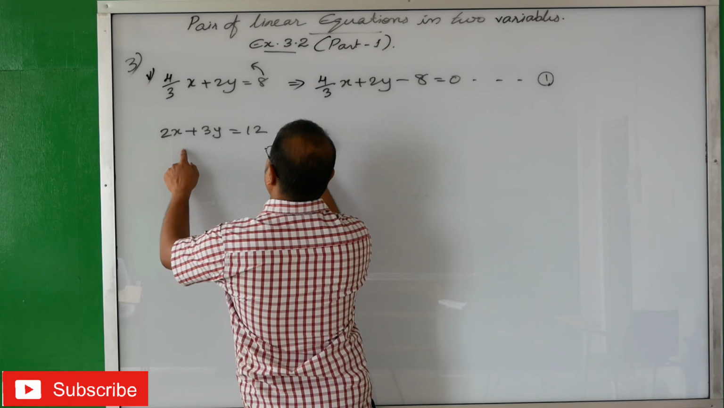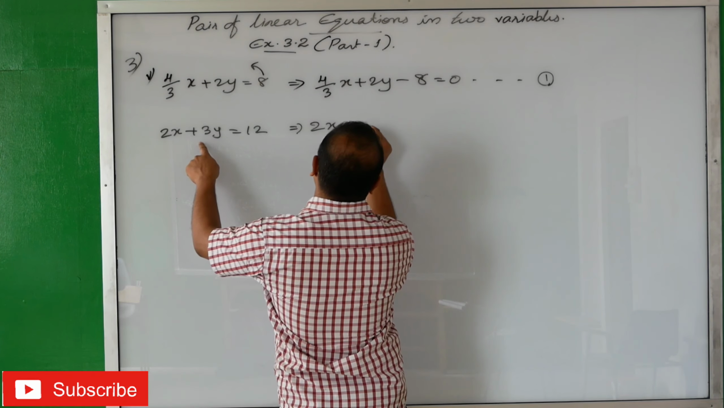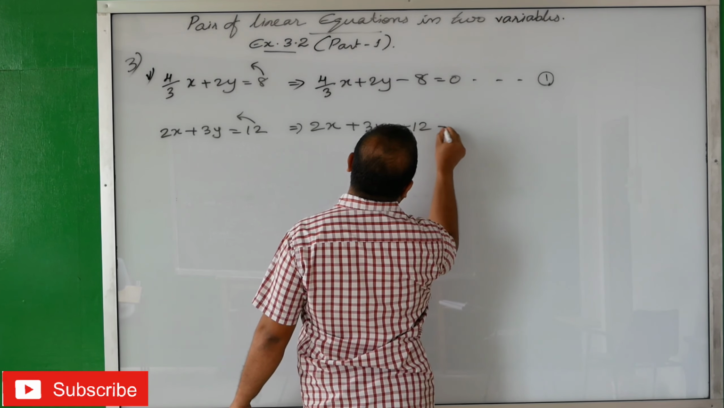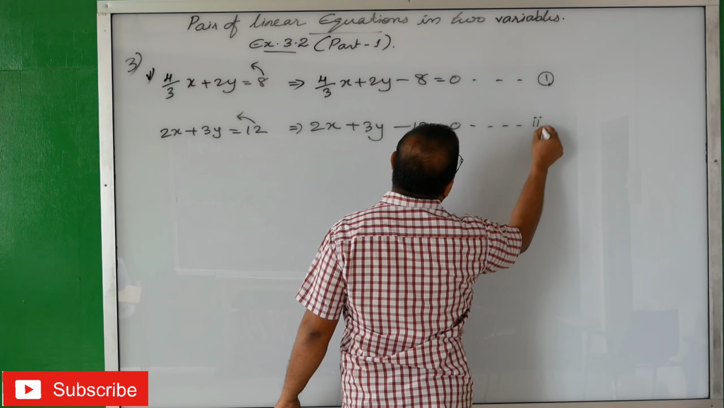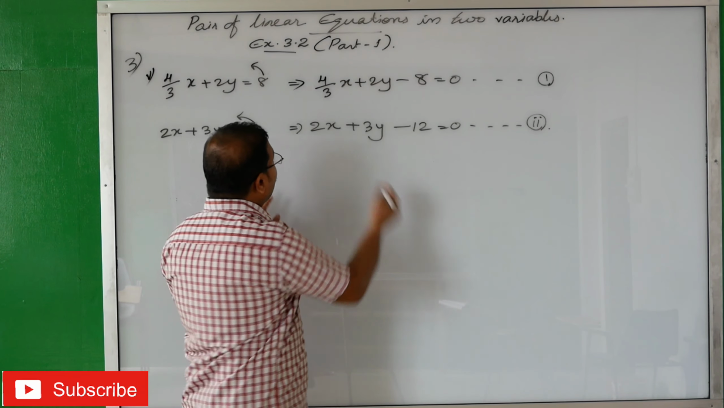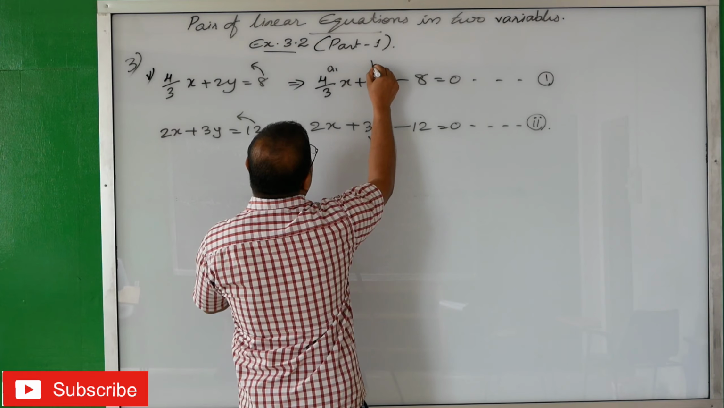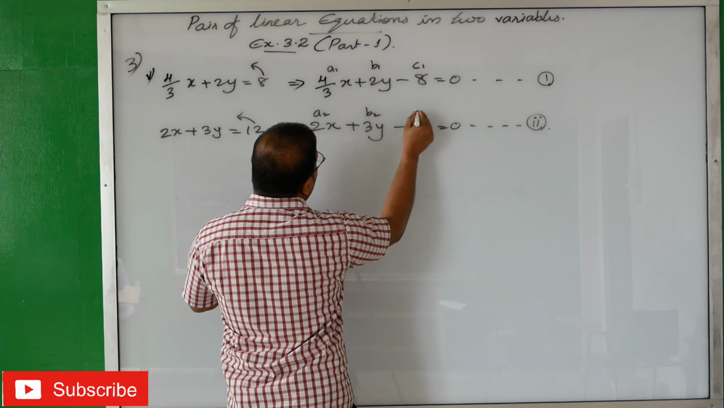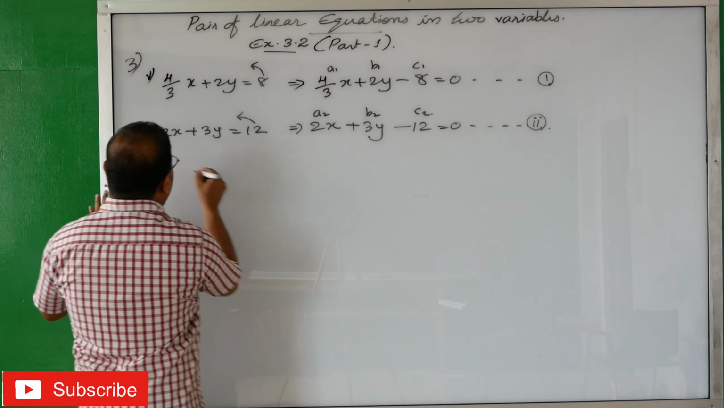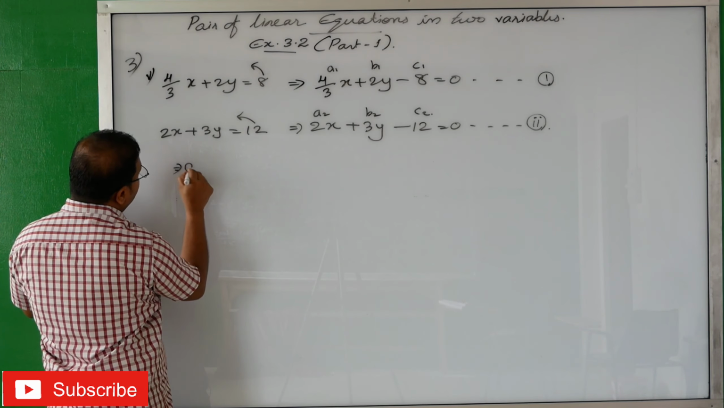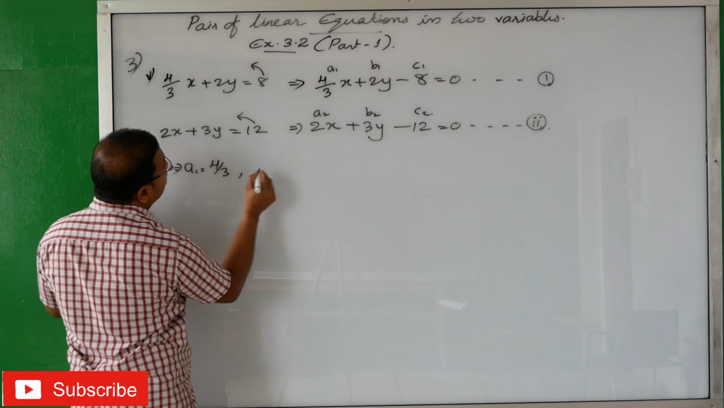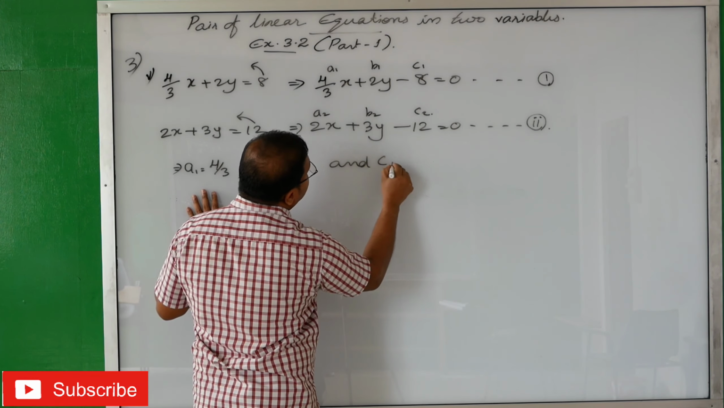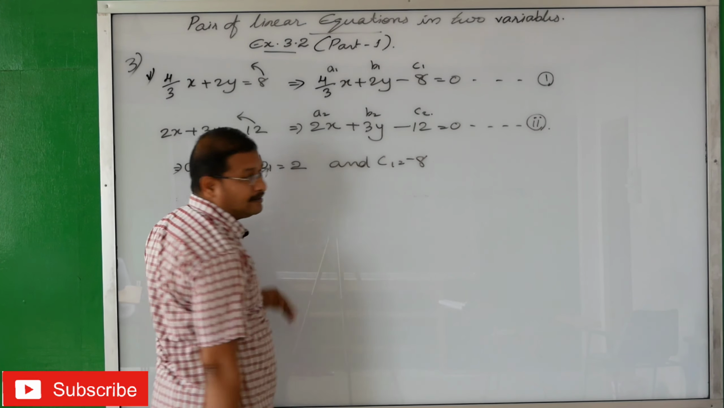Now, next equation. That is 2x plus 3y. Now, the 12 goes to the next side. It will be minus 12 equal to 0. That is equation number 2. Ready? From the first equation, we can write A1, B1, C1. From the second equation, we can write A2, B2, C2. That implies the value of A1 equals 4 by 3, B1 is 2, and C1 is minus 8.